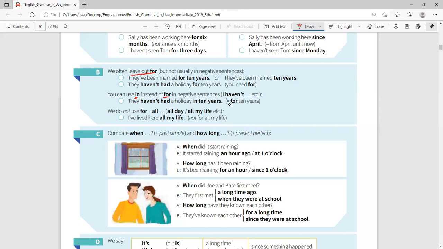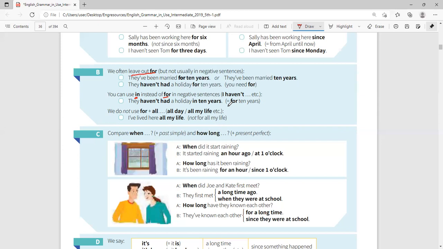We do not use for plus all. We don't use for plus anything like all. Why? Because all is already complete. Even all day. Don't say, I have been here for all day.